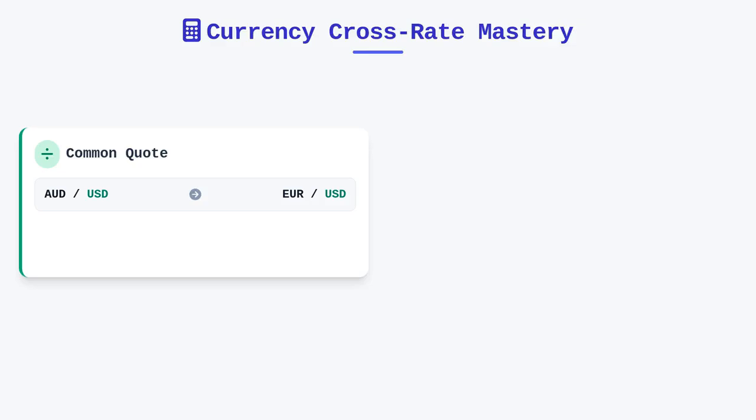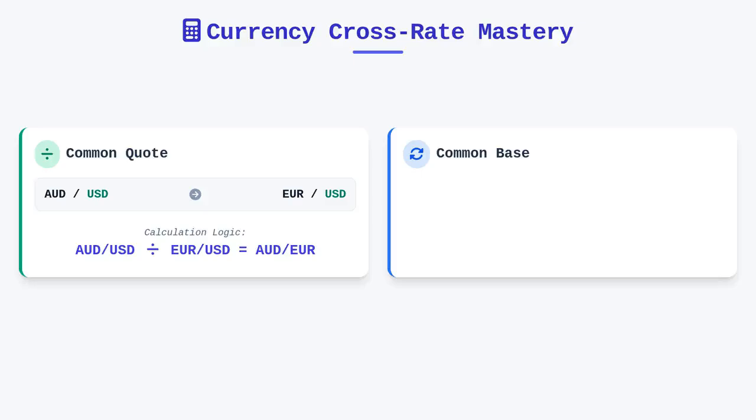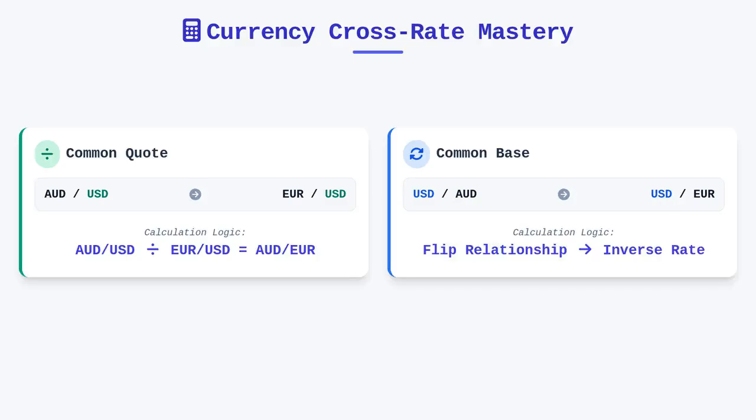Mastery of these calculations demands rigorous attention to the orientation of your primary pairs. Whether the common currency is the base for both, the quote for both, or acts as the base for one and the quote for another, your multiplication or division steps must adjust accordingly. When the common currency is the quote for both, say Australian dollar to US dollar and euro to US dollar, finding the Australian dollar to euro rate requires dividing the Australian dollar to US dollar rate by the euro to US dollar rate. If the common currency is the base for both, you must flip the relationship to find the inverse.